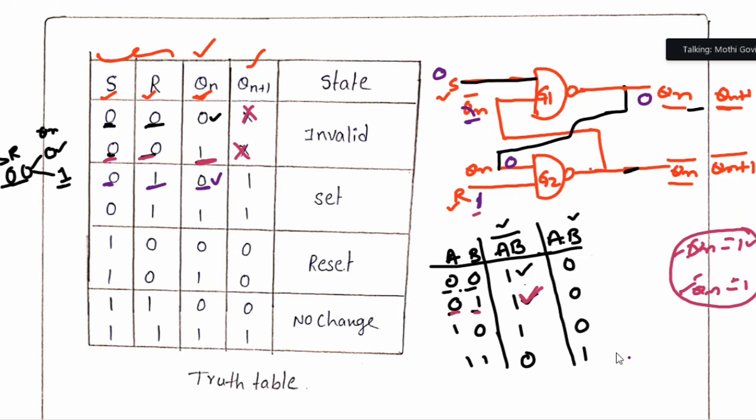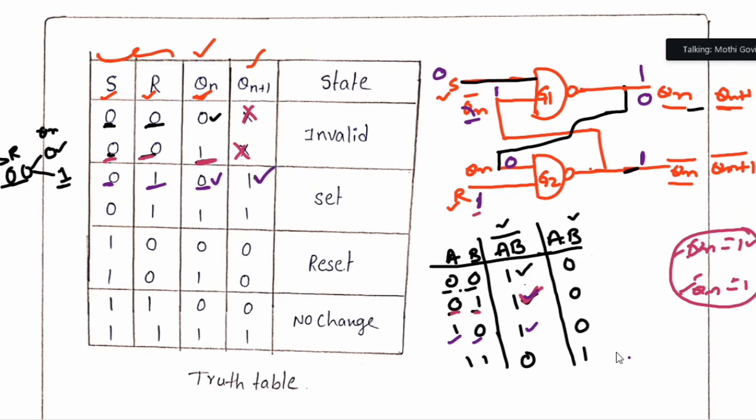Now 1 0. So 1 0 means what? What is my output? 1. It can produce a 1 as my output. This one is coming here. Now here different inputs are there, 0 1. I'm going to get 1. So 1 is my output.